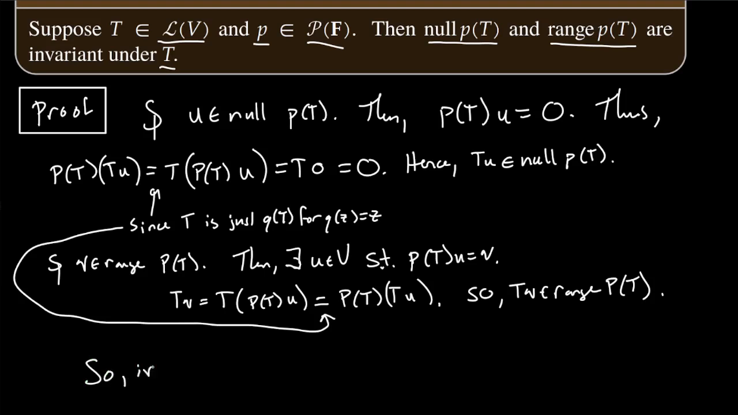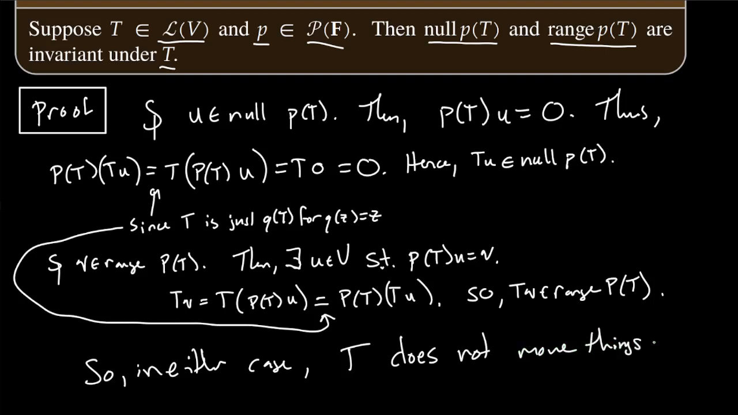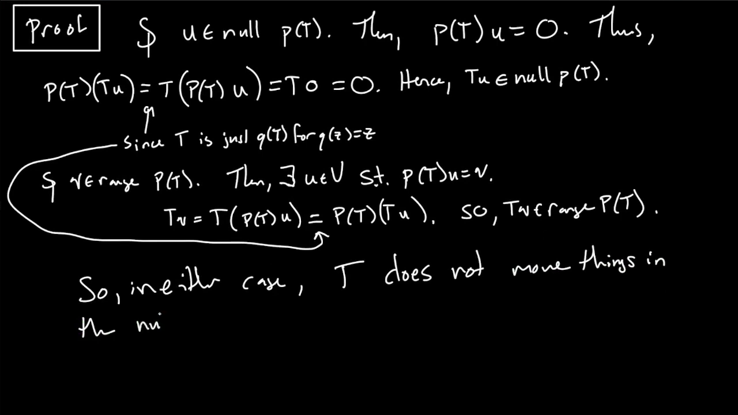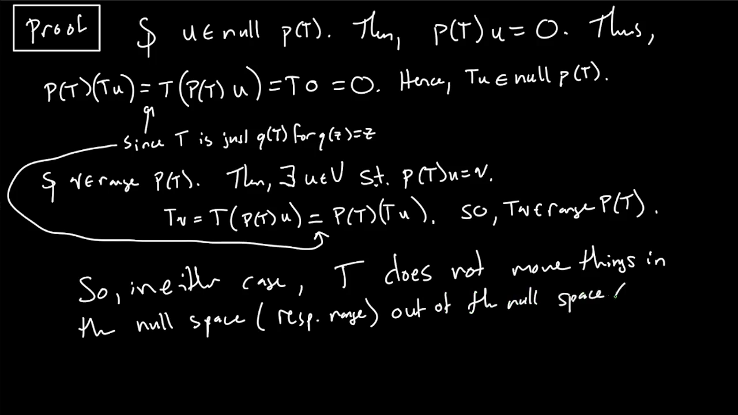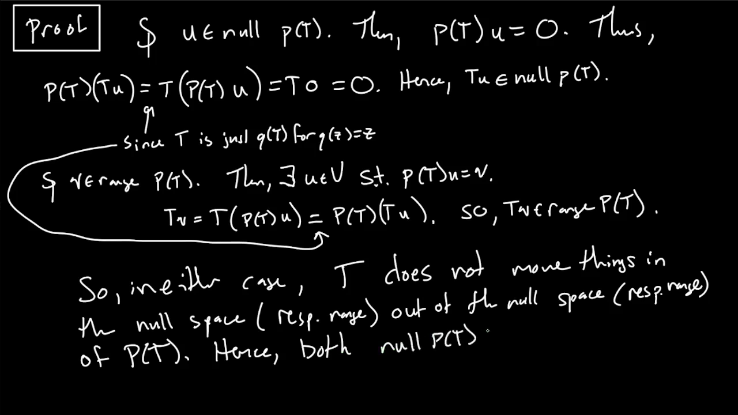So in either case, t does not move things in the null space, respectively range, of p of t out of the null space, respectively range. Hence, both null p of t and range p of t are invariant under t. That's cool.